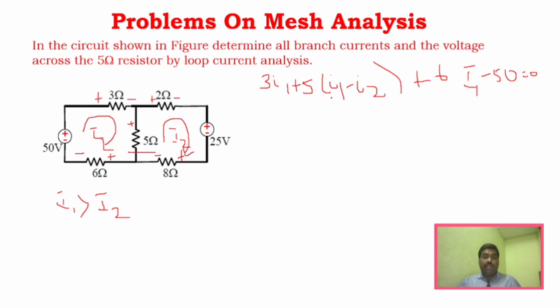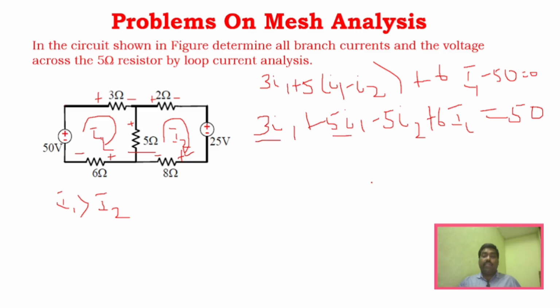You have to simplify this expression. So it will be 3I1 plus 5I1 minus 5I2 plus 6I1 minus 50. We take this 50 to that side. If you add the I1 terms, 3 plus 5 is 8, plus 6 is 14. So it will be 14I1 minus 5I2 equal to 50.